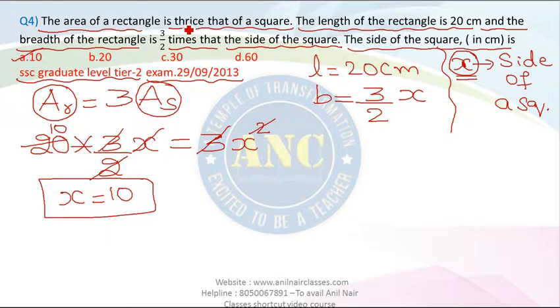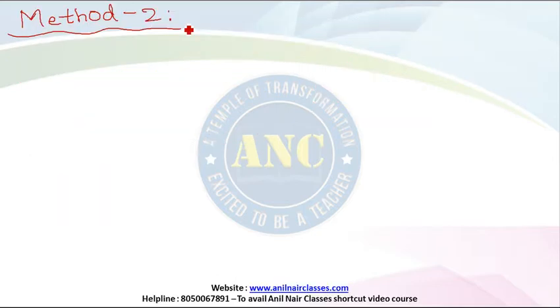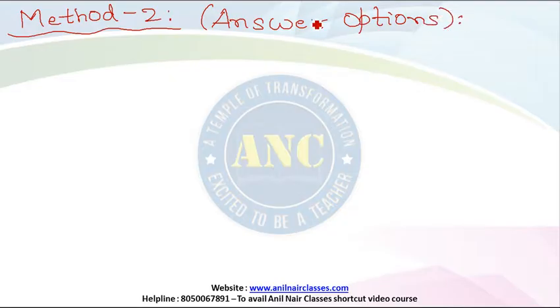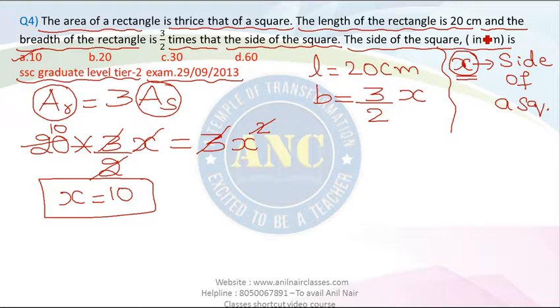Okay, I think there is no mistake, sir. I'm unnecessarily scratching my head thinking that I have made a mistake. Okay, let us check it out in method 2. No issues. Now, method 2, what we are doing is by answer options. Answer options method. If you think that you don't want to use the variable method, you can switch to answer options. That also will give you the answer a little faster.